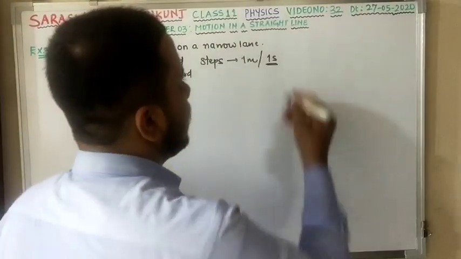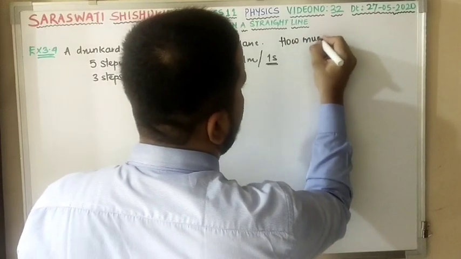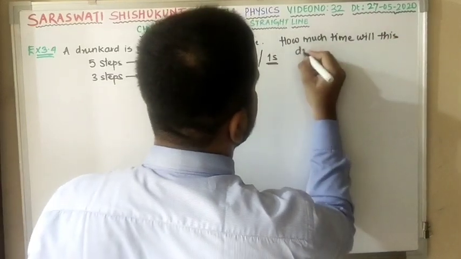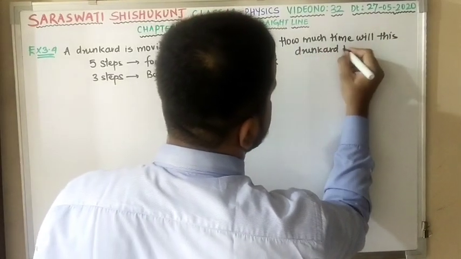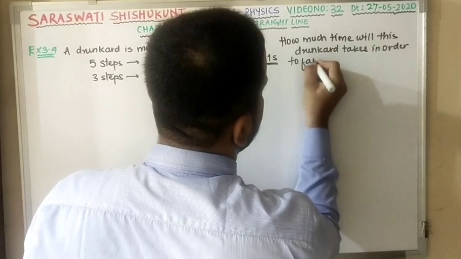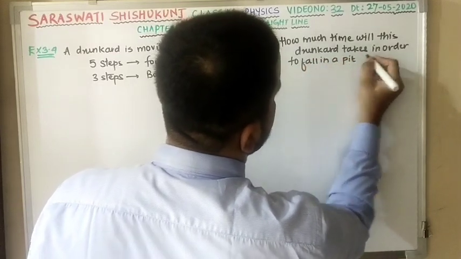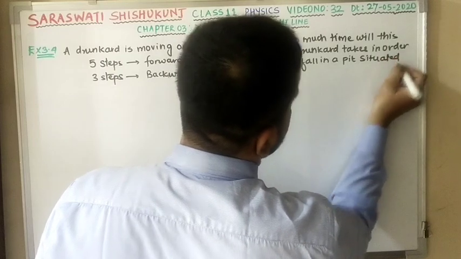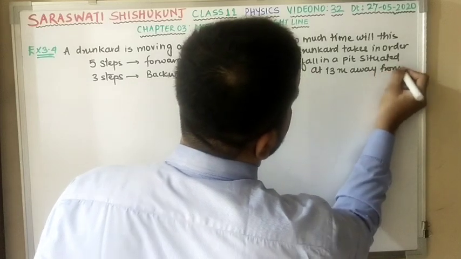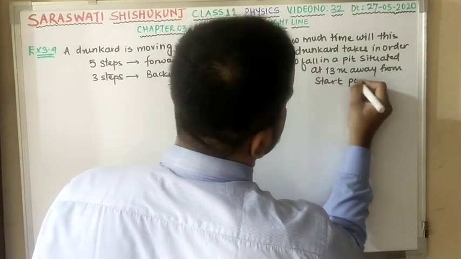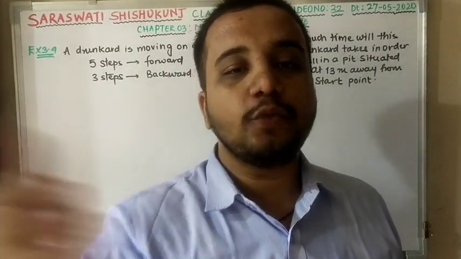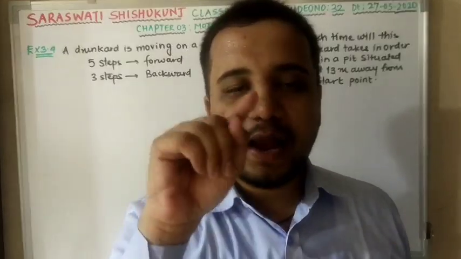They are asking how much time will this drunkard take in order to fall in a pit situated 13 meters away from start point. As soon as he starts his journey from that starting point, the pit is situated 13 meters away. How many meters? 13 meters.